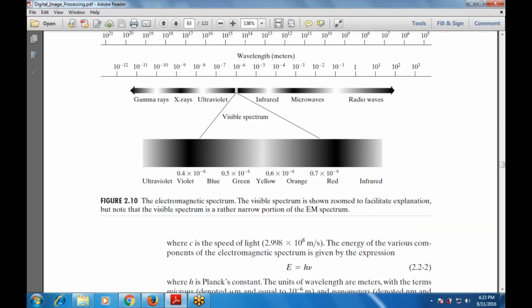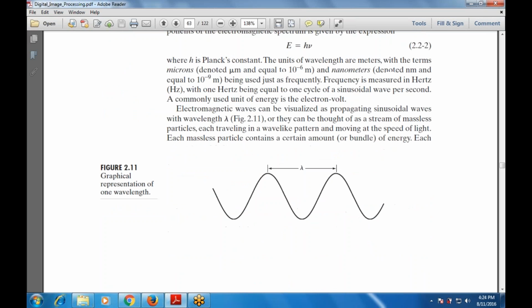So this is the figure that shows the electromagnetic spectrum. The visible spectrum is shown zoomed to facilitate the explanation, but it is a rather narrow portion of the EM spectrum. Where c is the speed of light, the energy of the various components of the electromagnetic spectrum is given by the expression E equals h v. And this is an example of electromagnetic waves.